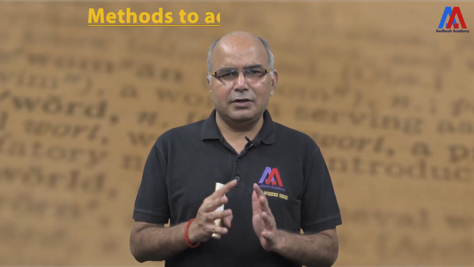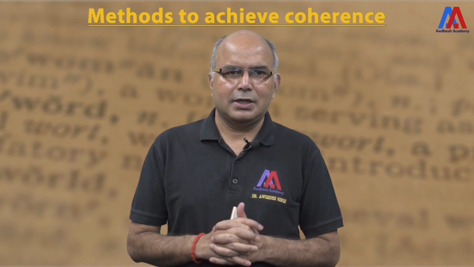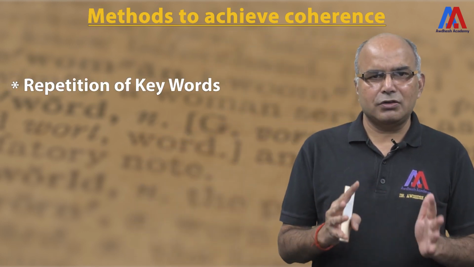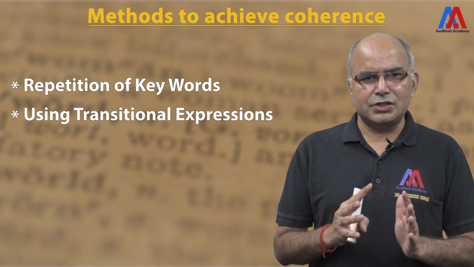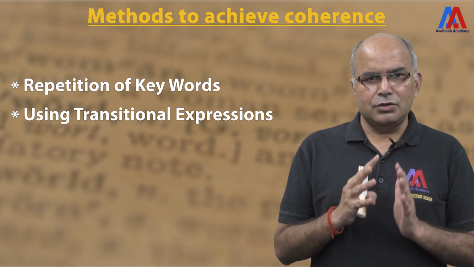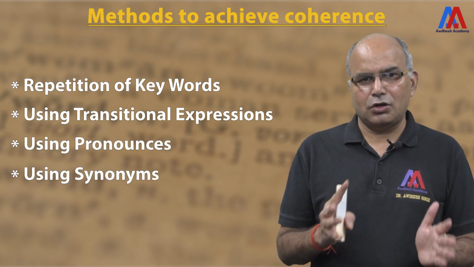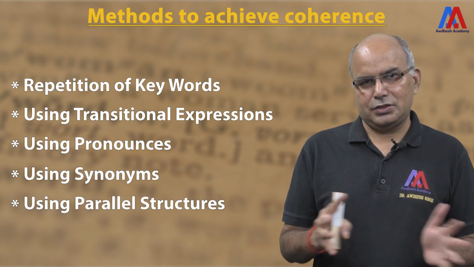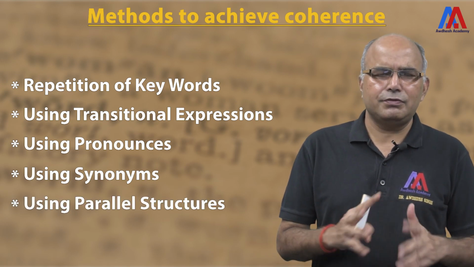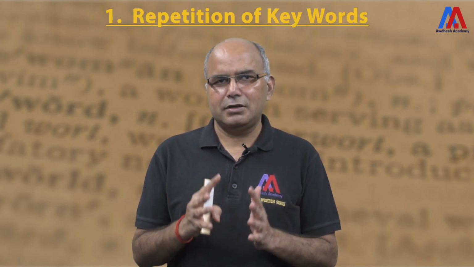Now there are different methods to achieve coherence. And these methods are repetition of keywords, using transitional expressions, using pronouns, using synonyms, using parallel structures. So these are the 5 methods which we are going to discuss today. So let's come to the first method, and that is repetition of keywords.